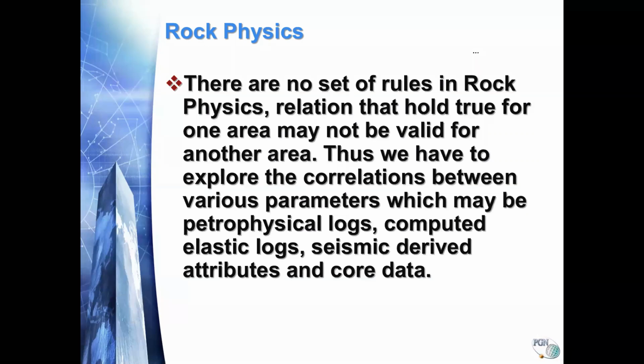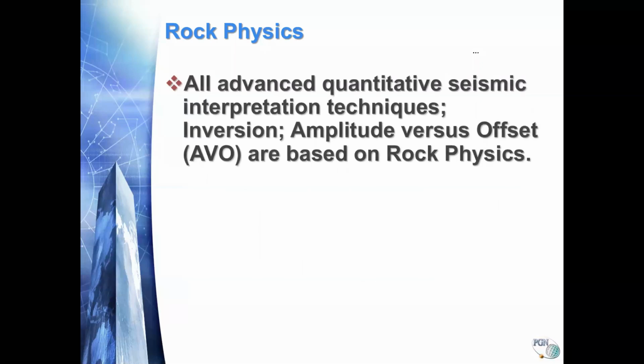We would see that there are no set of rules in rock physics. Relations that hold true for one area may not be valid for another. Or if you find correlations between 2 rock parameters in one area, the same correlations would not be valid in another area. So first of all, we have to explore the correlations between various parameters, which may be petrophysical logs, computed elastic logs, and as well as seismic derived attributes. All advanced quantitative seismic interpretation techniques such as inversion, amplitude versus offset, everything is based on rock physics model.